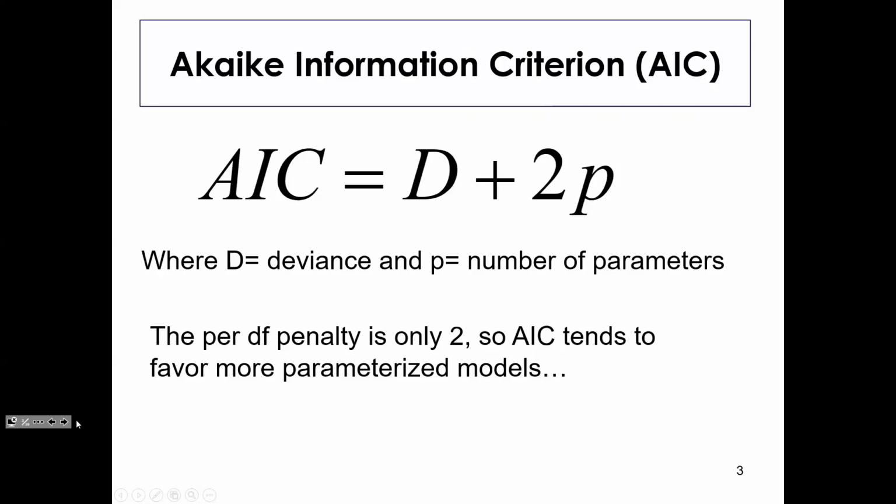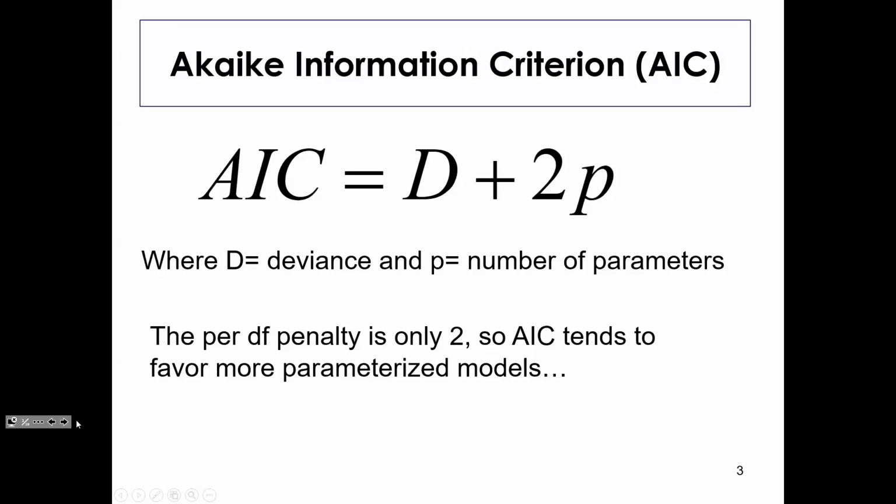So good news is that the vast majority of the time, if one model is a lot better than the other model, the deviance will drop by more than 3.84 points. And let's say the deviance drops by 5 points, then obviously both the AIC and the likelihood ratio test would point you in the same direction of saying, hey, you should favor the more parameterized model, the model that has more parameters in it.